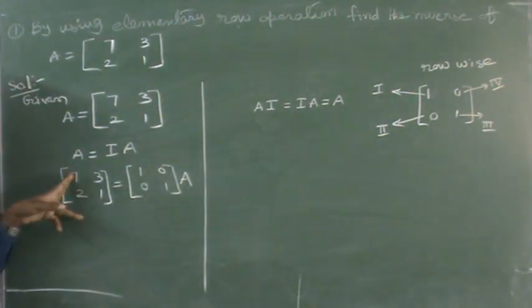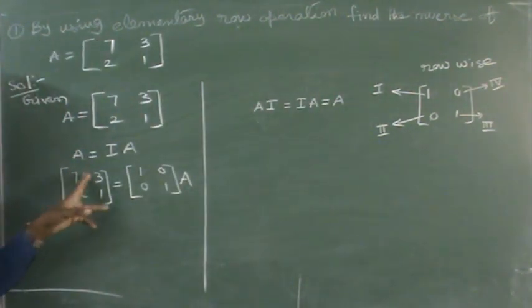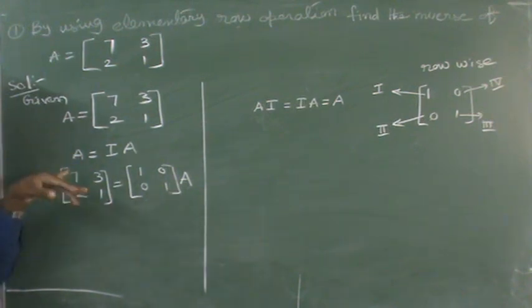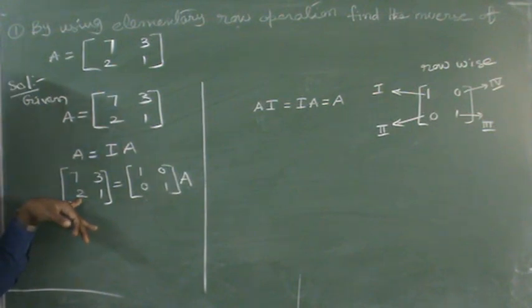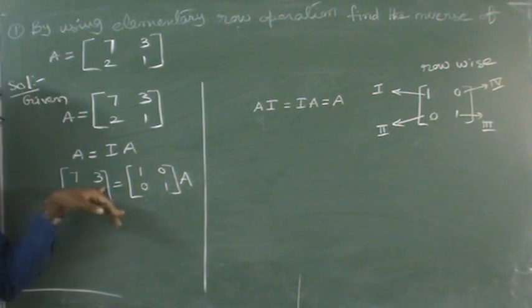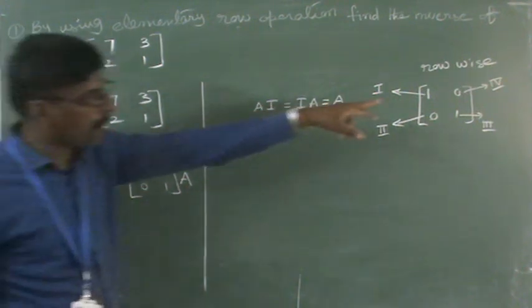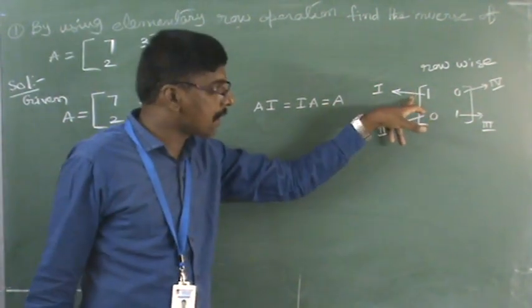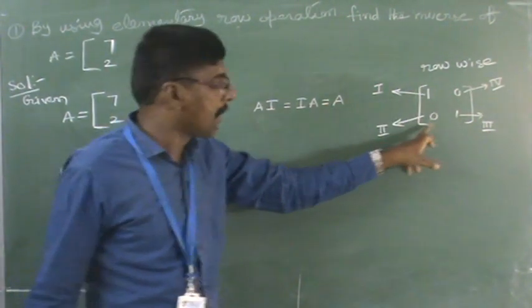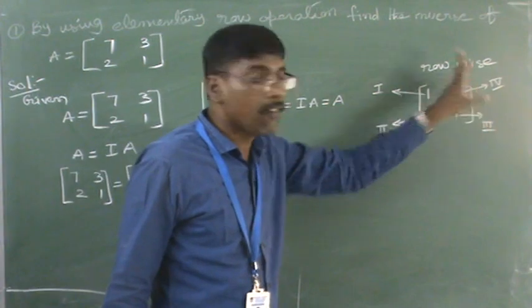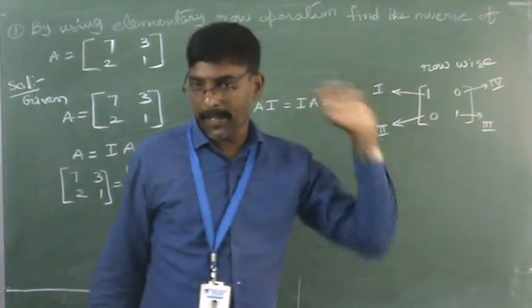See the steps properly. First, this place value should be 1. By using this place value of 1, we convert this to 0. That is the second step. Then this place we convert to a 1. By using this 1, this value should be converted. See here, this is the first step, this is the second step, this is the third step, this is the fourth step. Follow the steps properly.